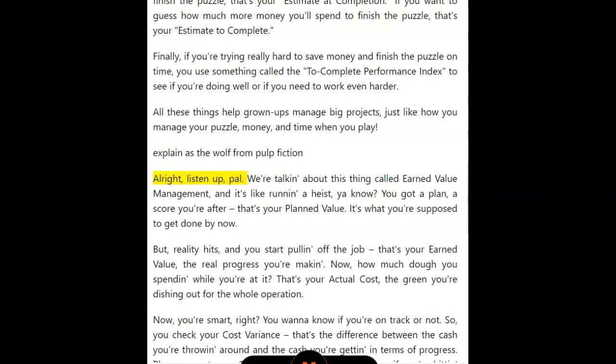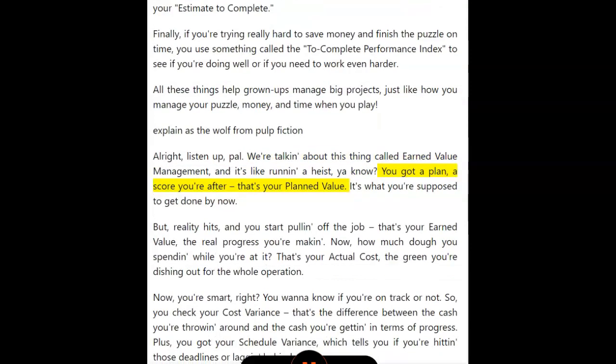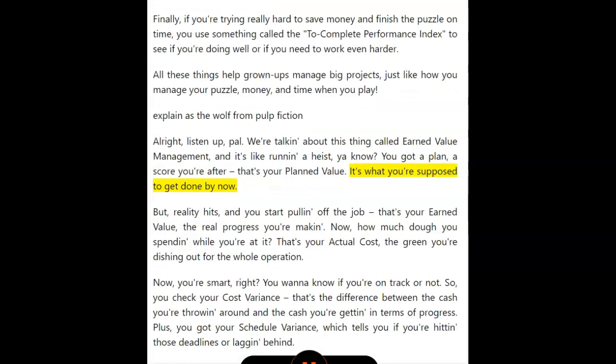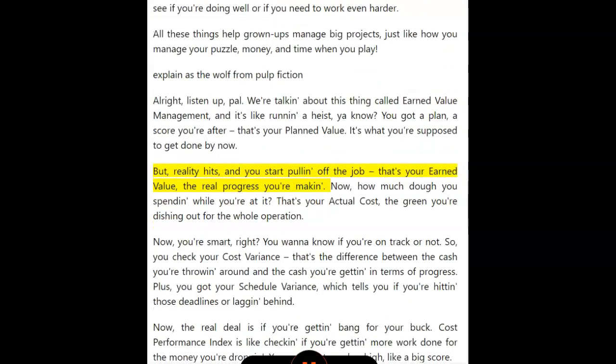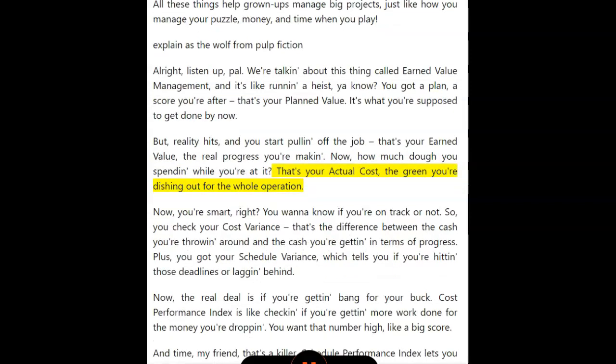Alright, listen up, pal. We're talking about this thing called earned value management, and it's like running a heist, yeah, I know. You got a plan, a score you're after, that's your planned value. It's what you're supposed to get done by now. But reality hits, and you start pulling off the job, that's your earned value, the real progress you're making. Now, how much dough you spending while you're at it? That's your actual cost, the green you're dishing out for the whole operation.